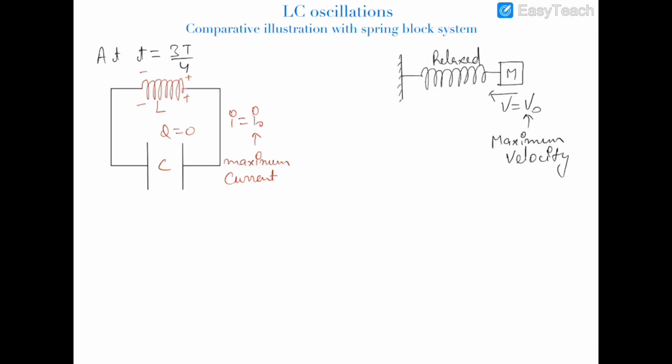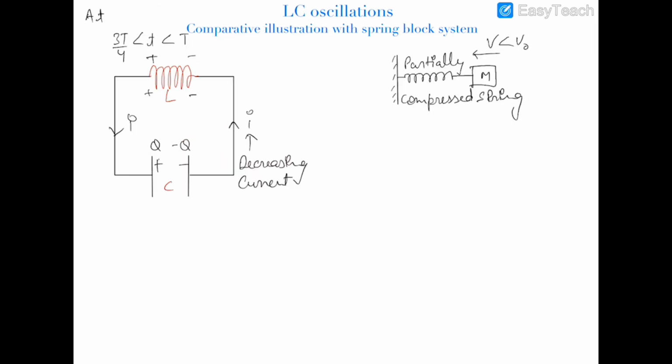Now exactly at 3t by 4, the capacitor has transferred its complete energy to the inductor, and now the current in the circuit would again become maximum, and the charge of the capacitor would become 0. And similarly, the block is again crossing its mean position, but in exactly the opposite direction, and the kinetic energy of the block becomes maximum, and the spring energy becomes 0.